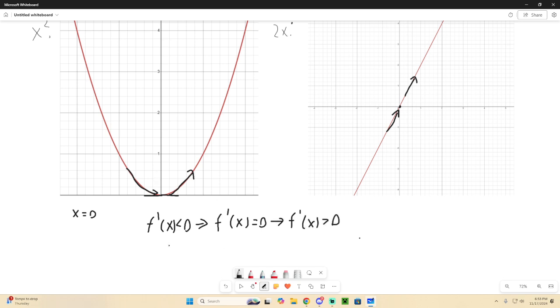And a local maxima is just the other way around. It'll go from positive to negative. So it'll go from positive to then being 0, and then it'll go to negative. So this is a local maxima, and this is a local minima, and then this is local minima, this is local maxima.